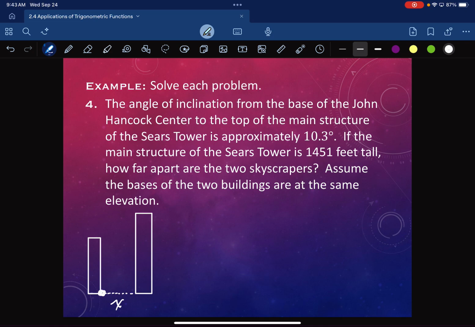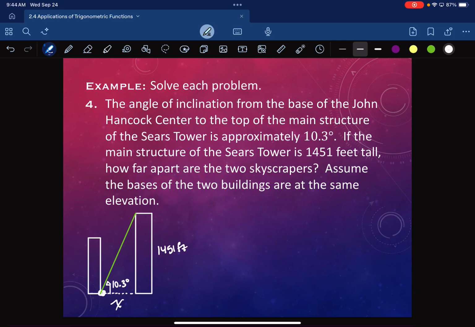And it says the angle of inclination, that means as you look upward to the top, essentially, of the other building, so like this length right here, that angle, which is definitely not drawn to scale, is 10.3 degrees. And that building is 1451 feet. So this is the image that they're describing. And again, if you draw it sort of backwards, where the base of the tall building goes to the height of the short building, it doesn't matter. You're still going to get all the same mathematics that we get, okay? It's not going to change anything.